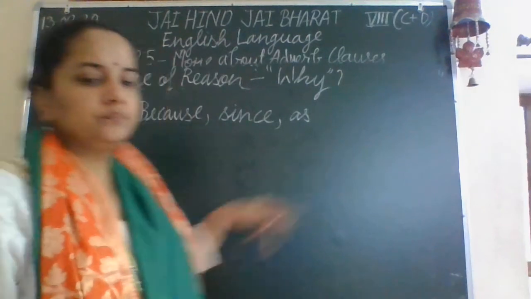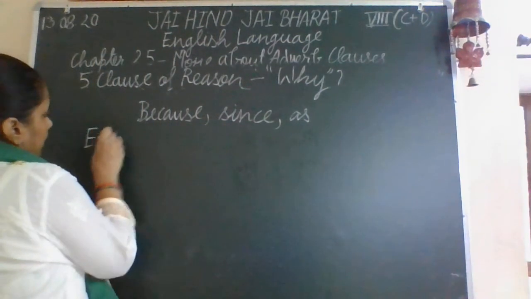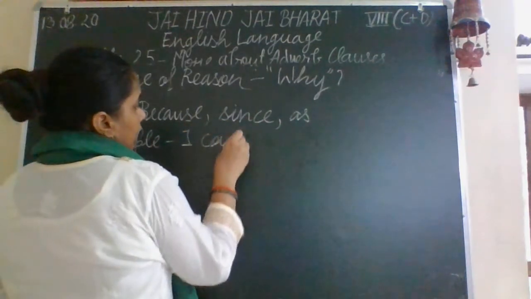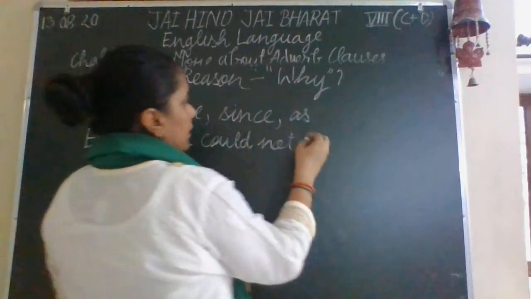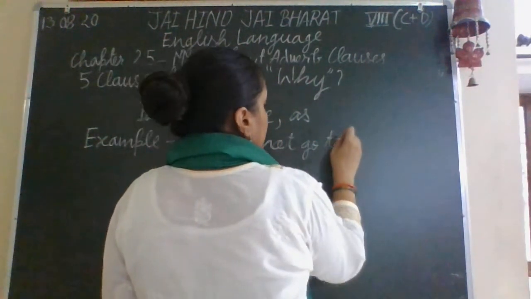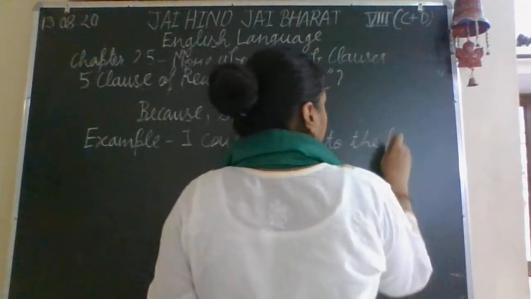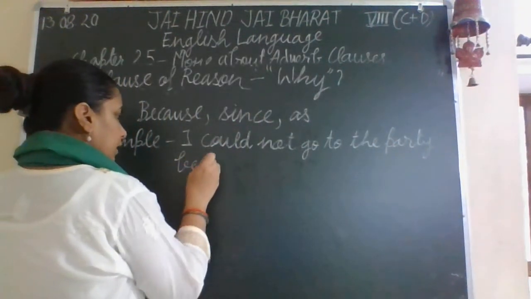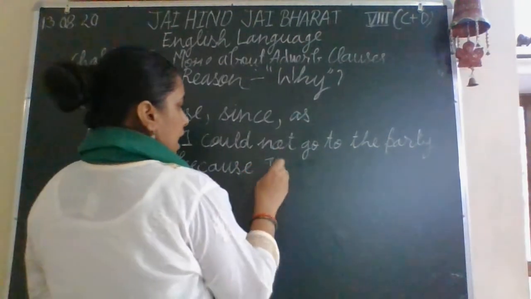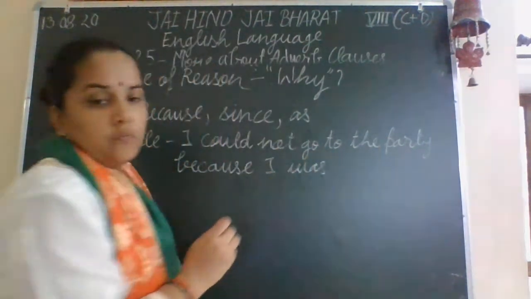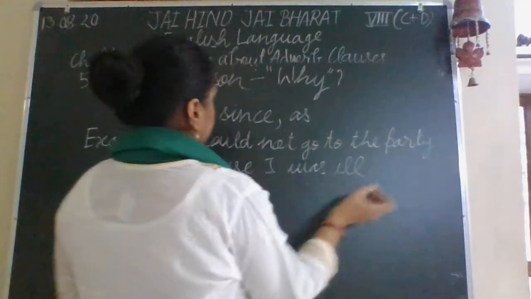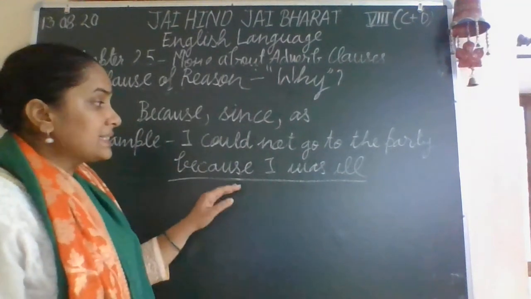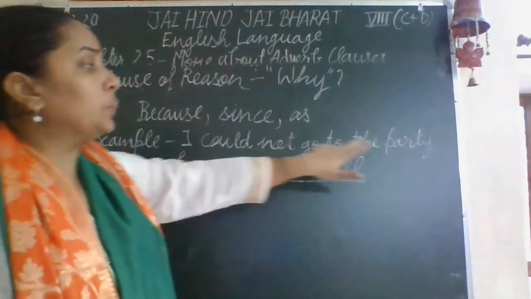For example, I could not go to the party because I was ill. So because I was ill is the subordinate clause. It is giving you the reason for not going to the party.